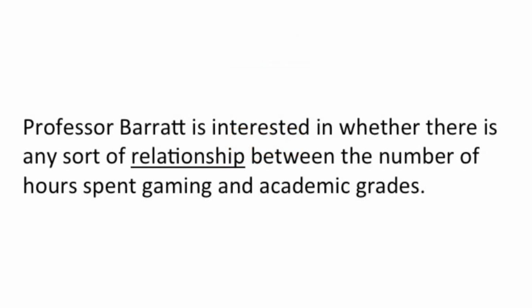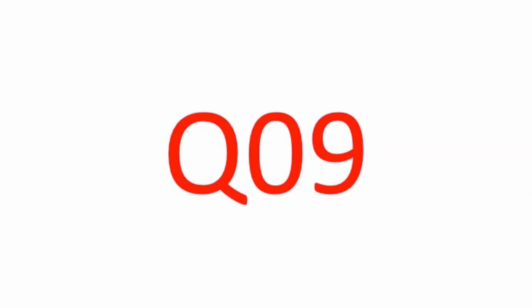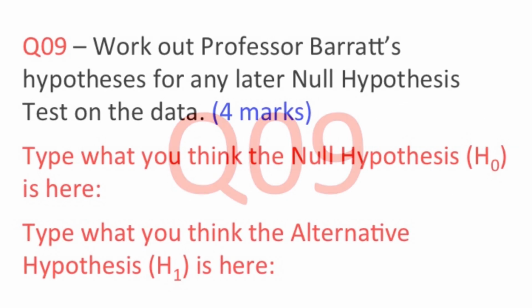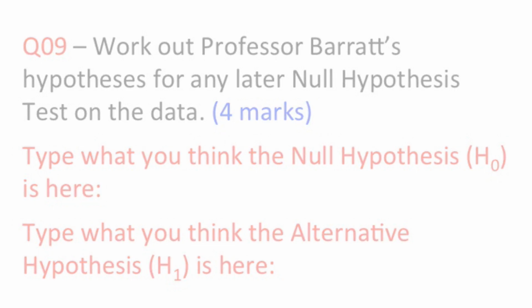In the second nugget, it was stressed how, for this test at least, when you spot that you're looking at a relationship, you should perform a correlation. But let's start with question 9. This asks you to reframe Professor Barrett's research question in terms of the two hypotheses that are at the heart of a null hypothesis significance test: the null hypothesis and the alternative hypothesis.